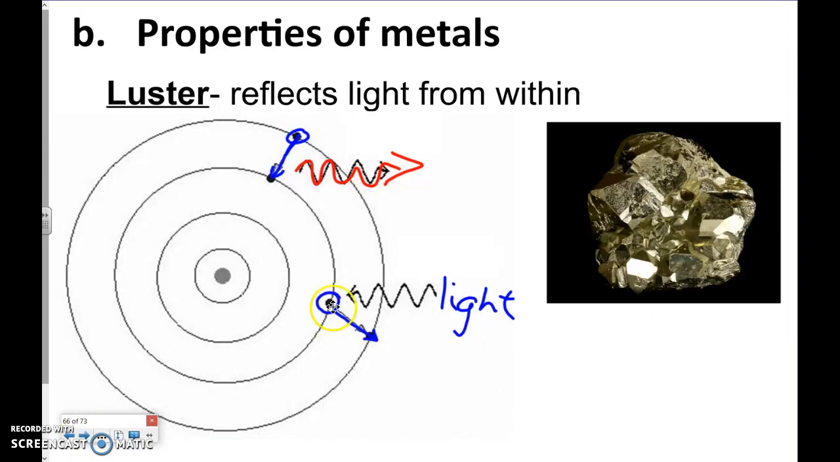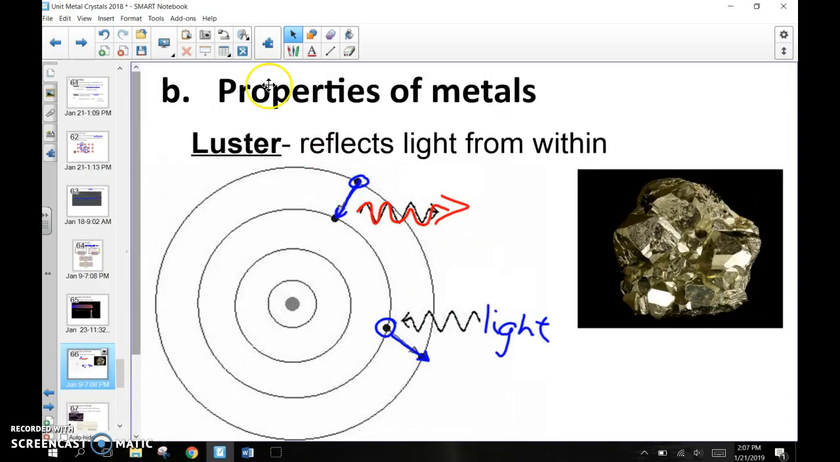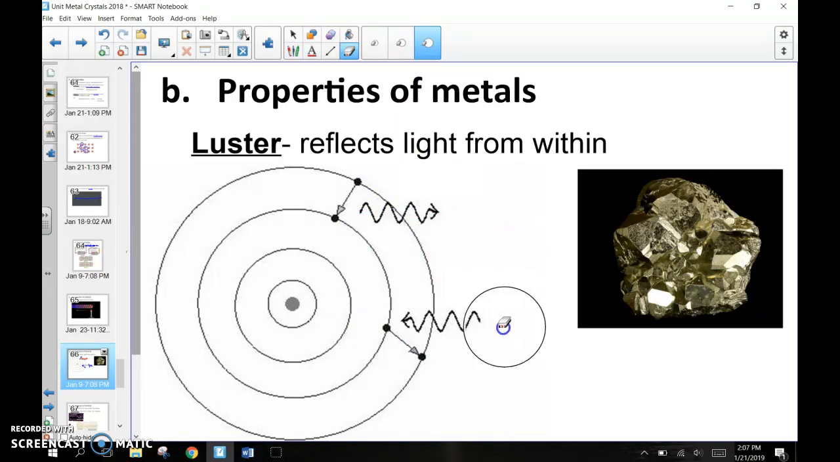Luster. Now, luster is the ability to reflect light from within, and let me show you what's happening here. I'll erase that so I can restart. What's happening is that when light enters an atom, it causes that atom, or electron, to become excited. Here's an electron. The energy from the light hits it, and it steps up to a new energy level.